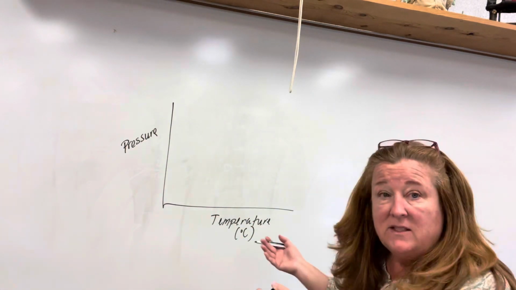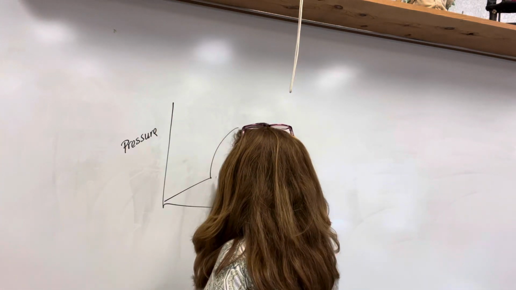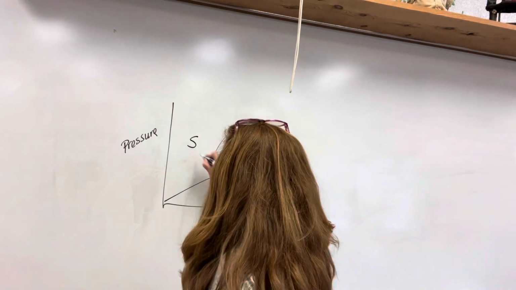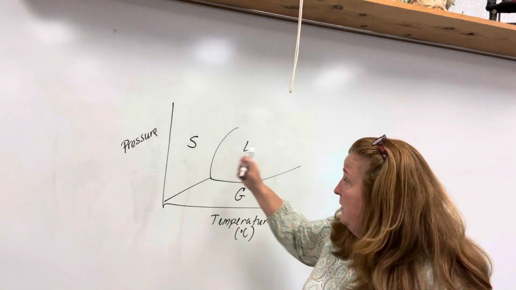So on a phase diagram, the other one was a heating curve, this is a phase diagram. It usually looks something like that, like a Y. And then this is always where there's a solid, this is where there's a liquid, and this is where there's a gas. Every single time, solid, liquid, gas.